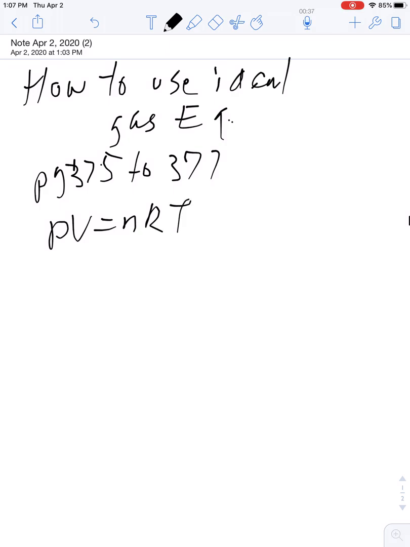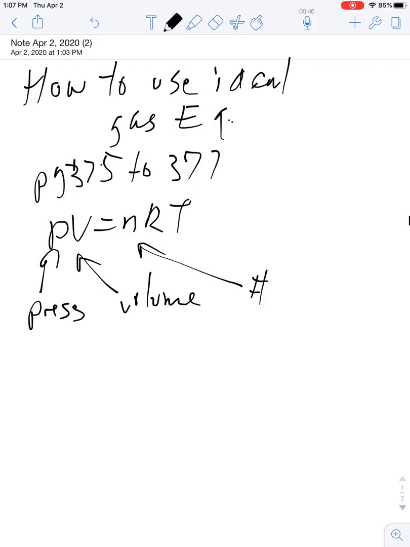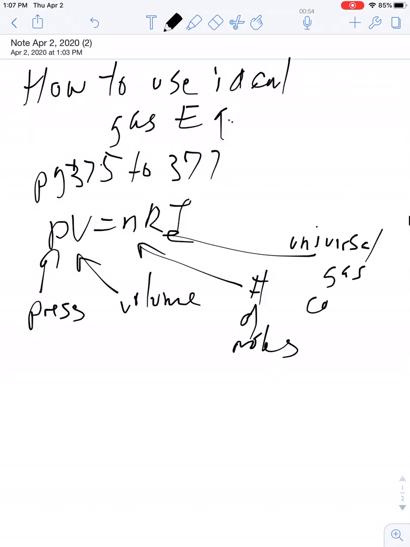P is pressure, V is volume, n is the number of moles, R is the universal gas constant, and T is temperature.